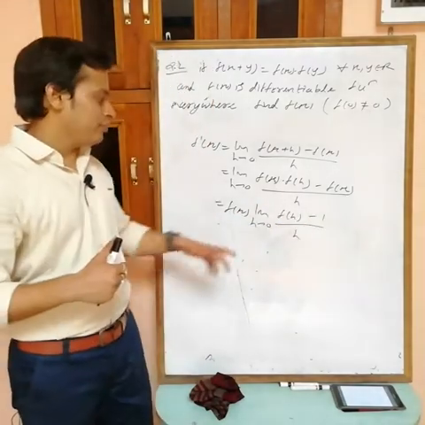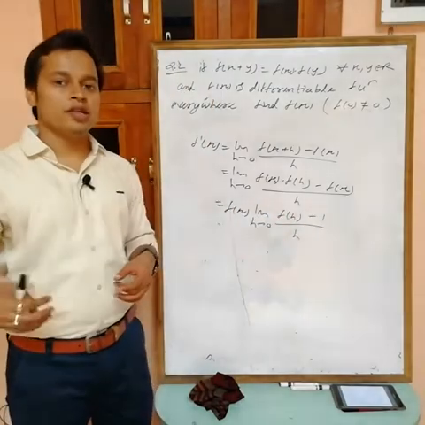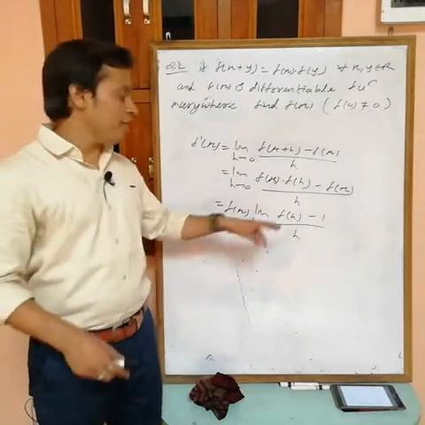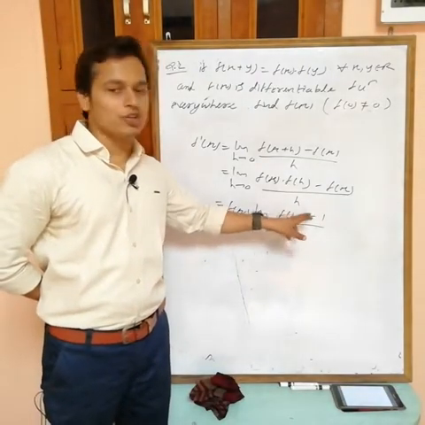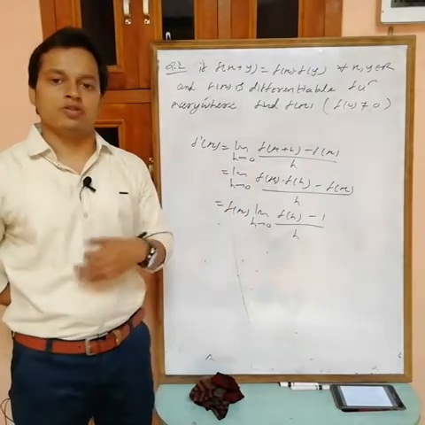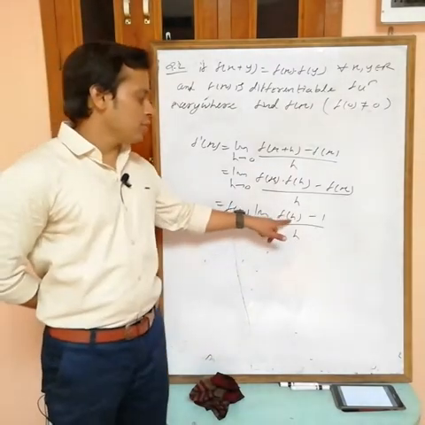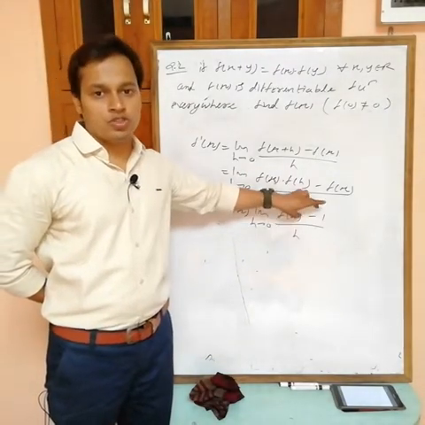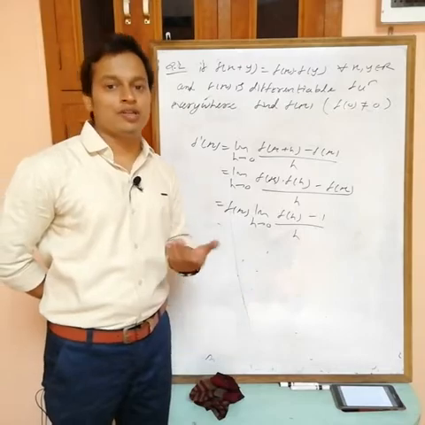Now I have to find the value of f(0). We have to decide now whether f(0) is 1 or not. If f(0) is 1, then 1 minus 1 is 0, so we get 0 by 0, an indeterminate form, which we can solve. But if this is not equal to 1, then the numerator is non-zero, and non-zero by 0 is determinate, that is infinity.